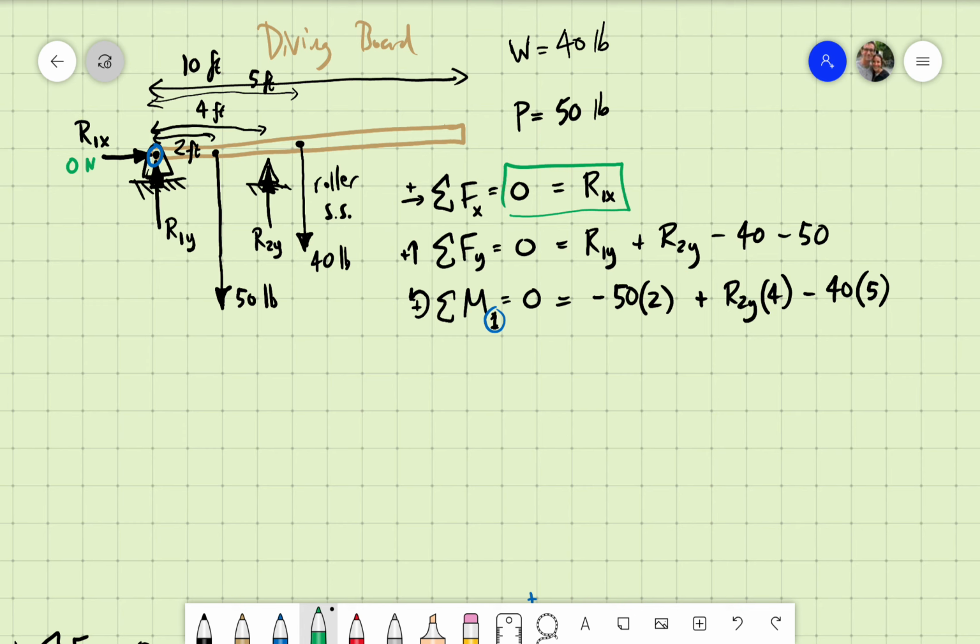Okay, the other ones, let's clean this up a little bit. Let's do R1y plus R2y equals positive 90.